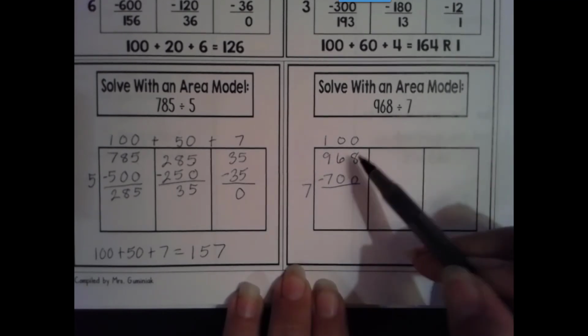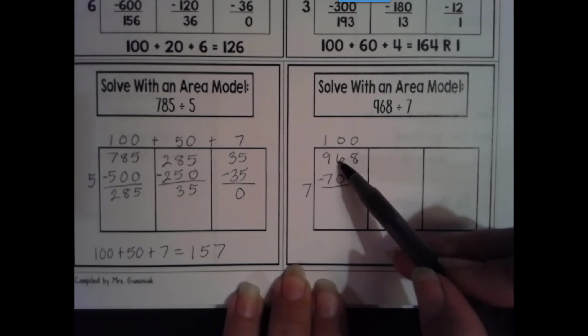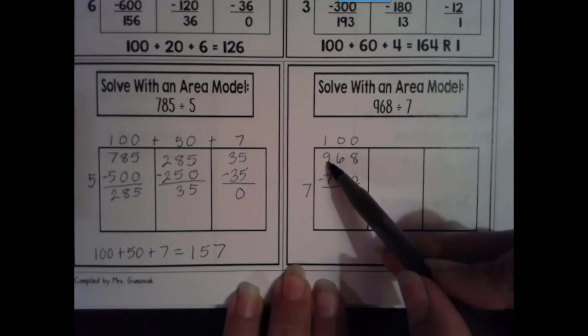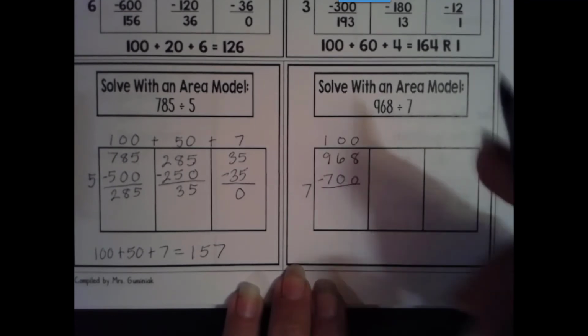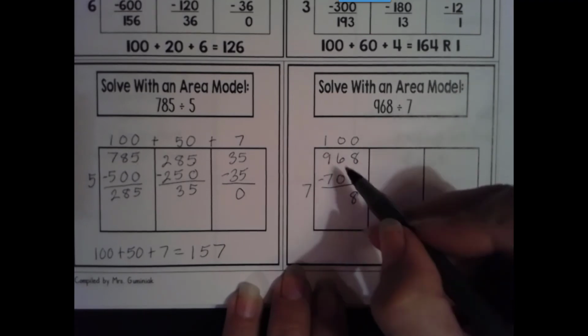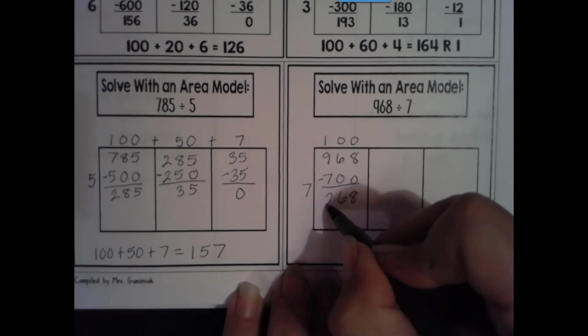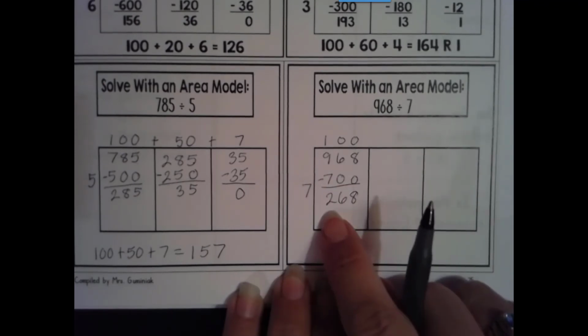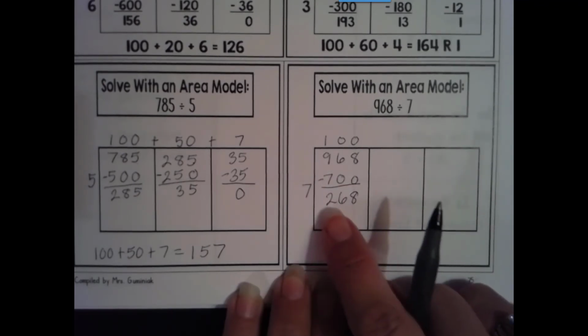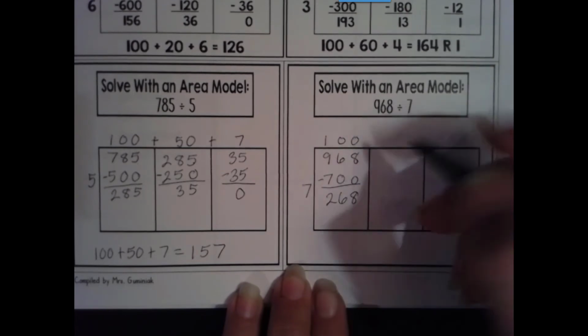More on top, no need to stop. So 8 take away 0 is 8. 6 take away 0 is 6. 9 take away 7 is 2. I can take more groups of 7 out of this, so I'm going to bring that up here.